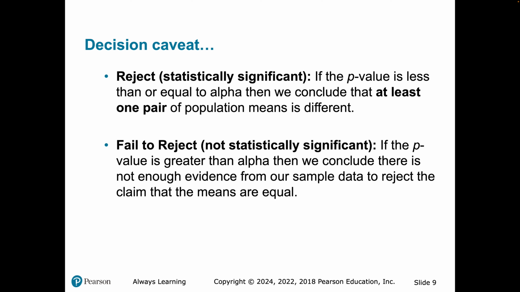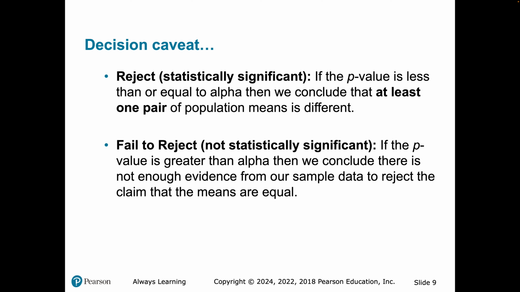So if we have a statistically significant result, that means we have rejected the null. We're assuming that the means aren't equal. So what we can conclude is that if our p-value is less than or equal to our alpha, then at least one pair of the population means is different. So if we're comparing mu1, mu2, and mu3, and we reject the null, then we're concluding that either mu1 and mu2 are different, or mu1 and mu3 are different, or mu2 and mu3 are different, or all of them. So at least one pair is different.